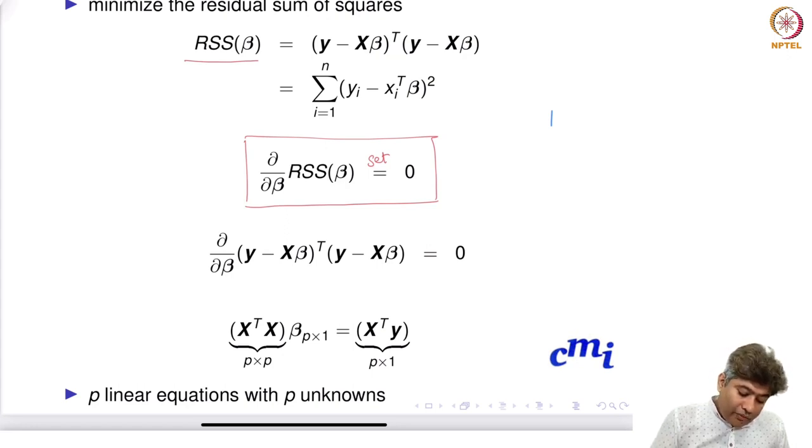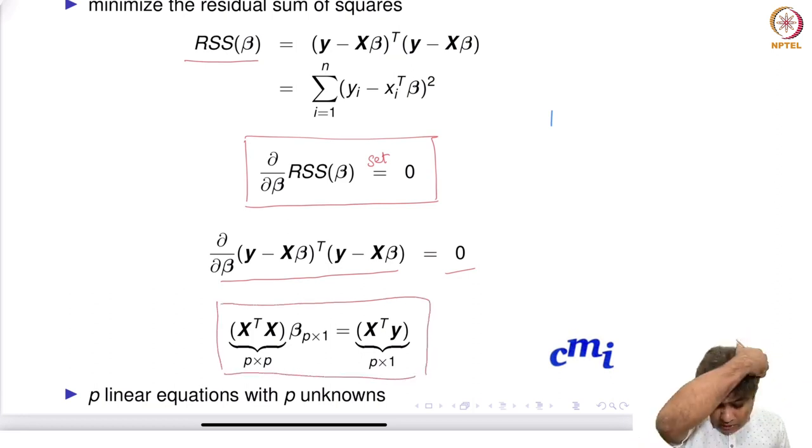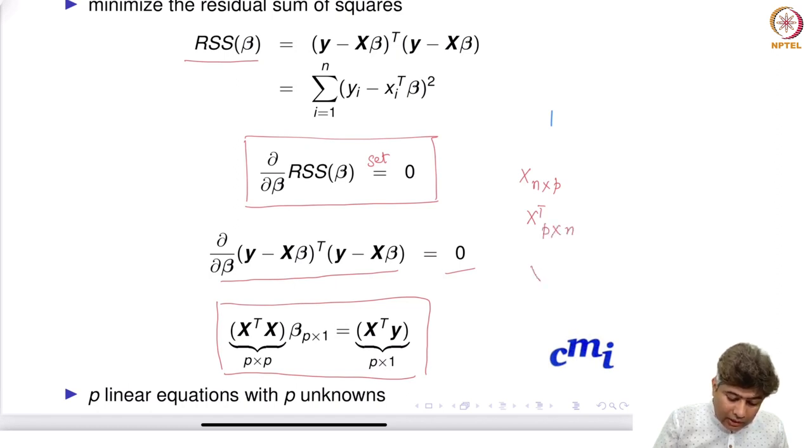Now, if we differentiate with respect to beta and set it equal to 0, what we get is typically known as the normal equation. If you look into this normal equation, what we have is X transpose X. Now, X is n cross p, so X transpose is a p cross n matrix, so X transpose X is a p cross p matrix.